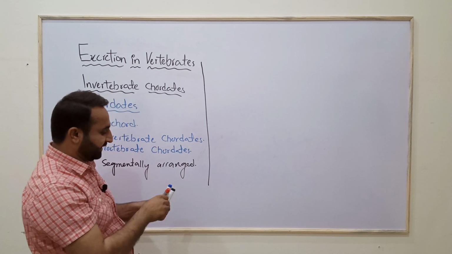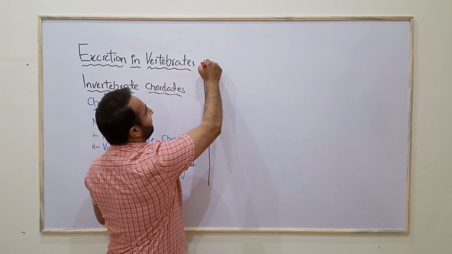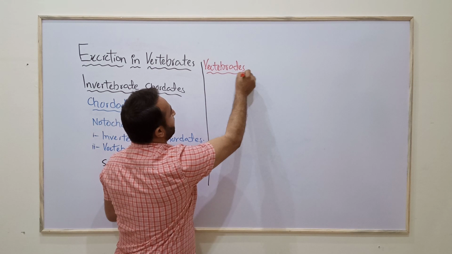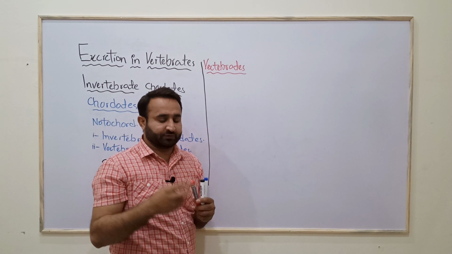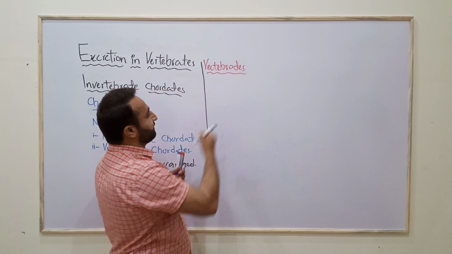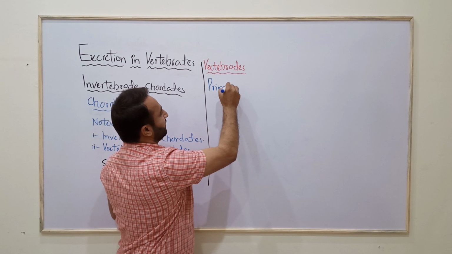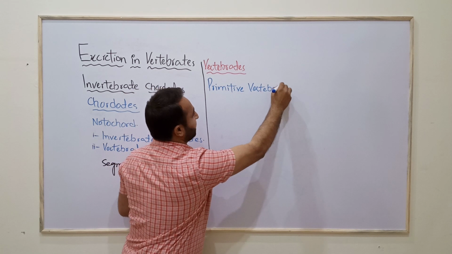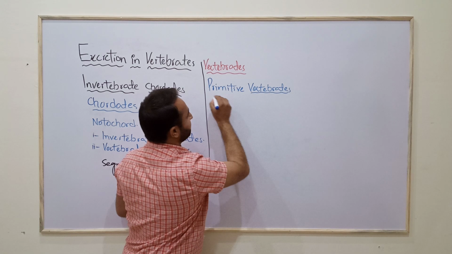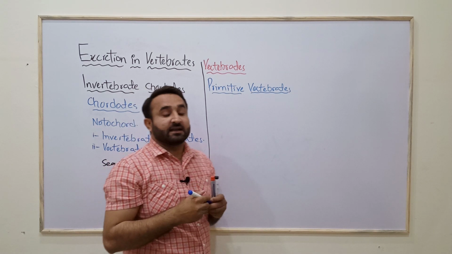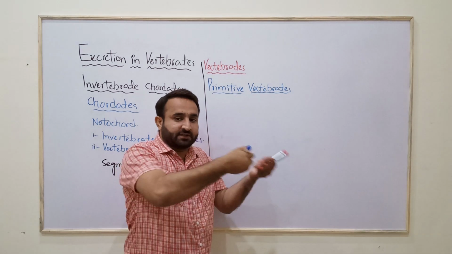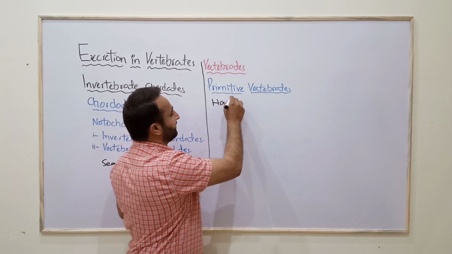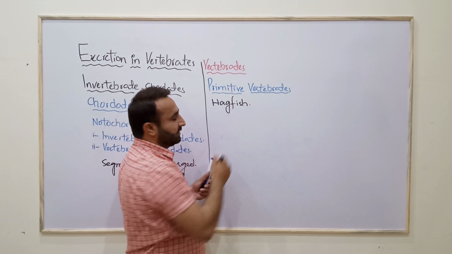After it, we'll learn about the vertebrates. Now we can categorize the vertebrates into two groups. First, the primitive vertebrates. What are primitive vertebrates? The vertebrates which are ancient, which are less advanced. The first vertebrates, for example, the hagfish is a primitive vertebrate.